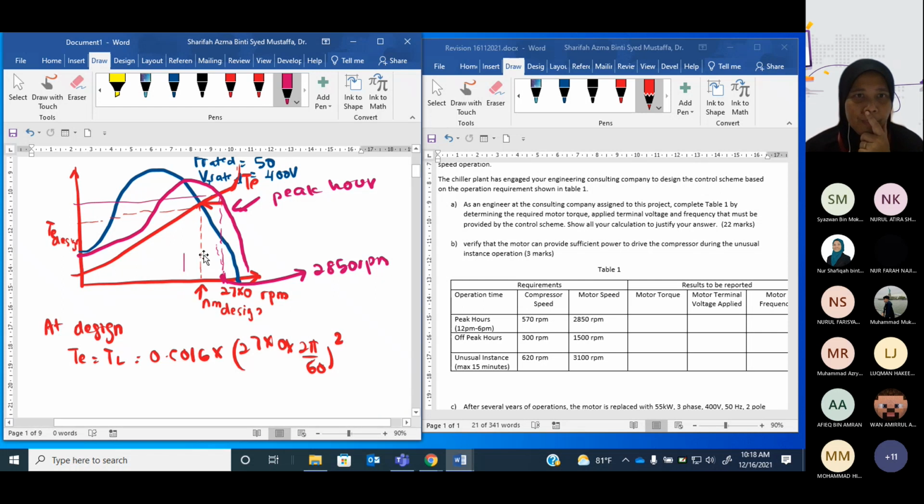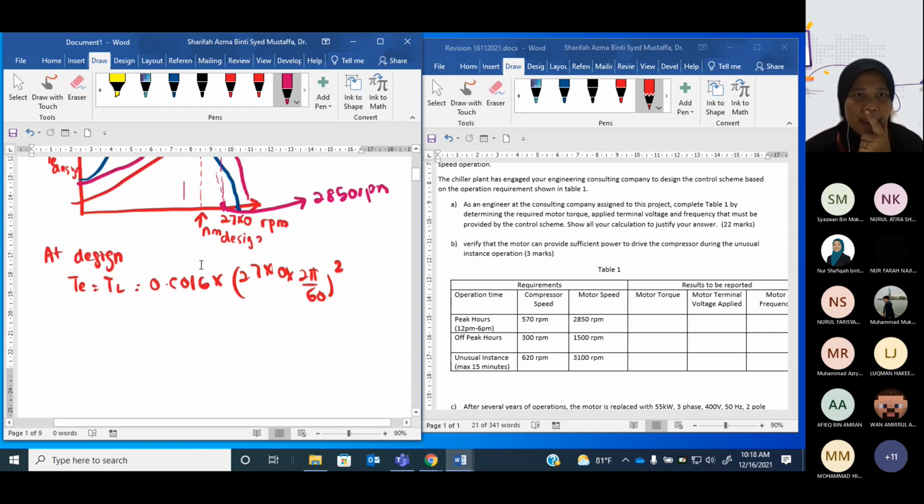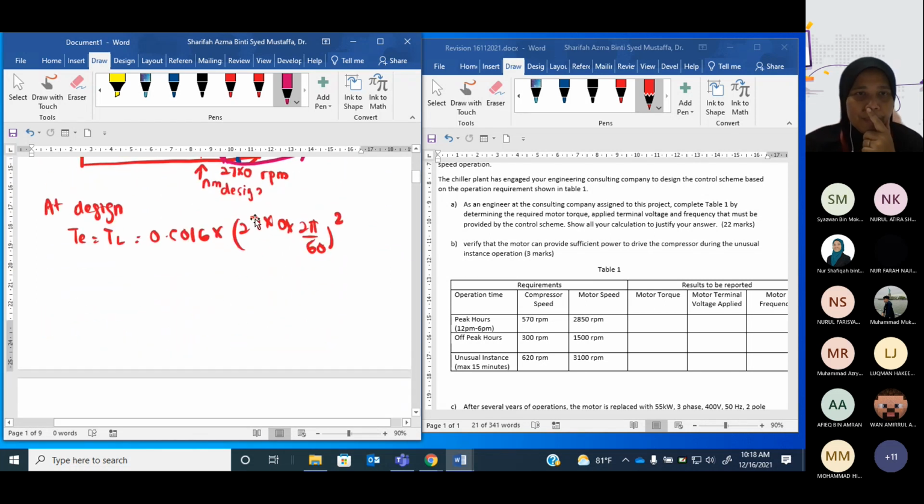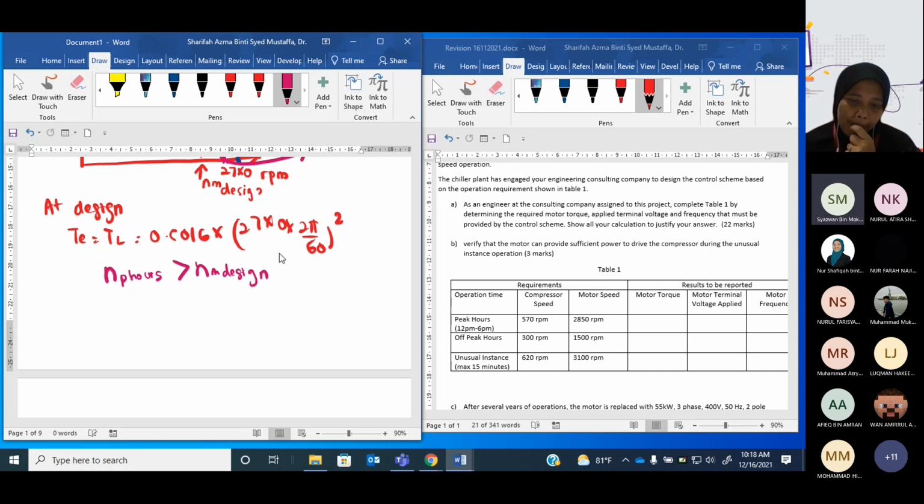So how to calculate this new torque? First, you look at N for peak hours. Is it greater or less? It's greater than NM design, right? So which control strategy do you want to use? V over F. So if it is more, then constant V over F control strategy.